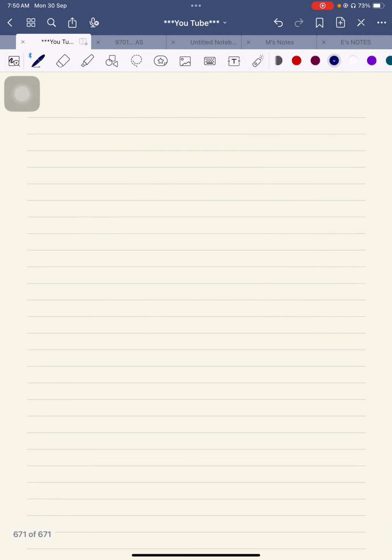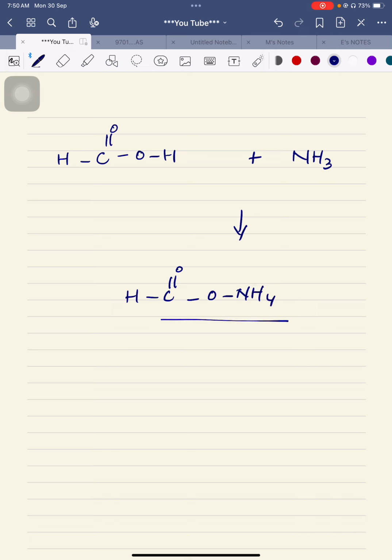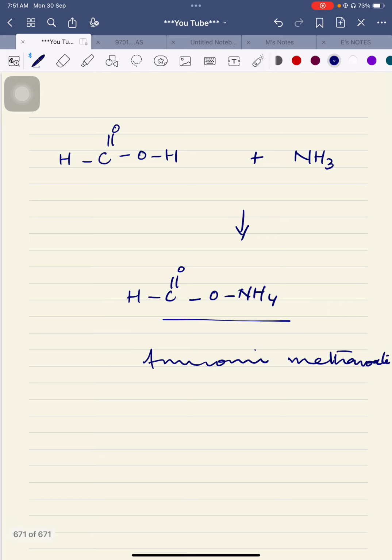Right now I'm bringing your attention to the next point. It is HCOOH. It is called methanoic acid. Now I'm going to react it with ammonia. You can see that the product will be HCOONH4. So what is that? It is called ammonium methanoate. Now there is the last product for today.